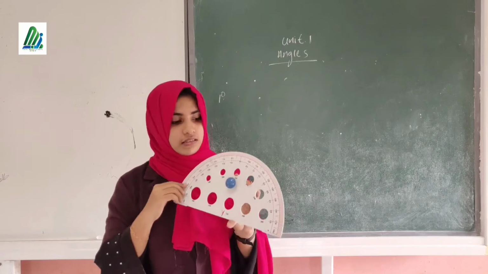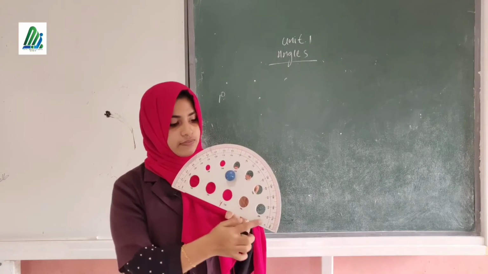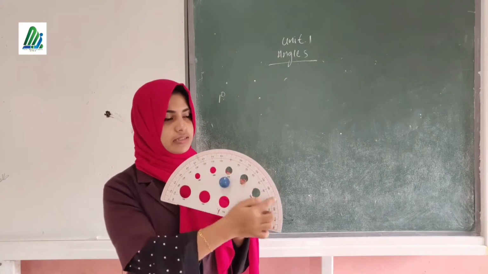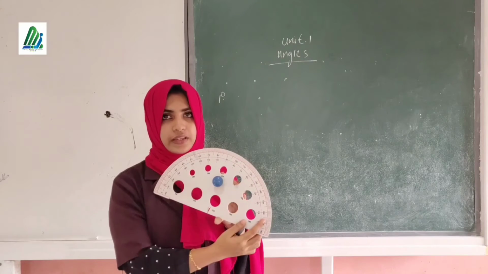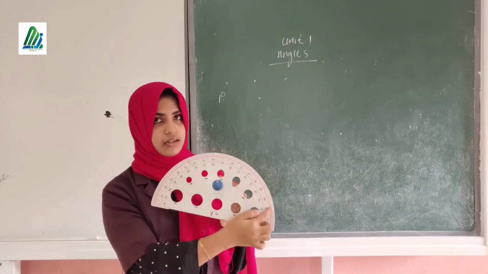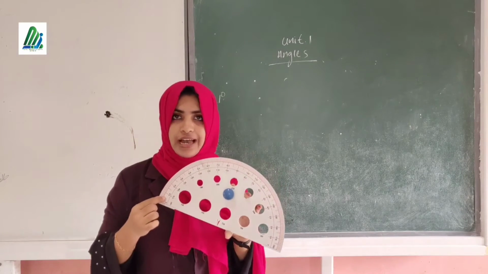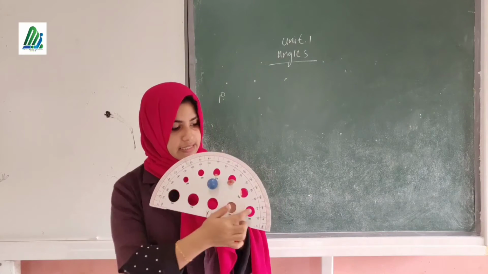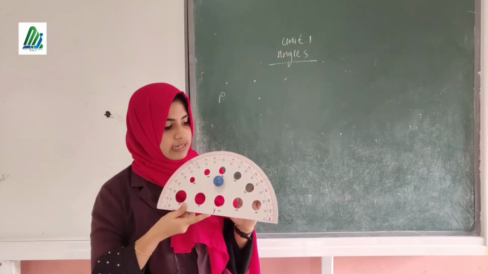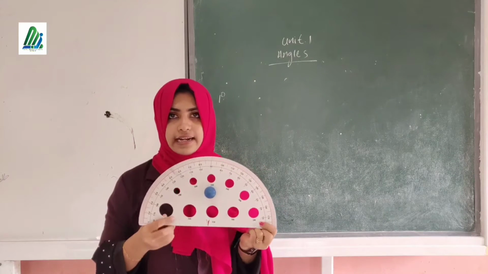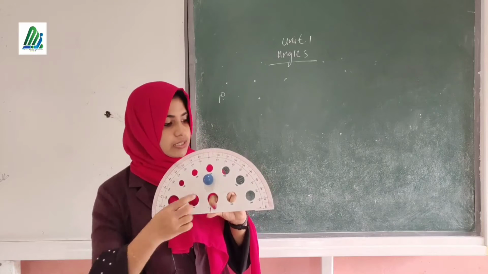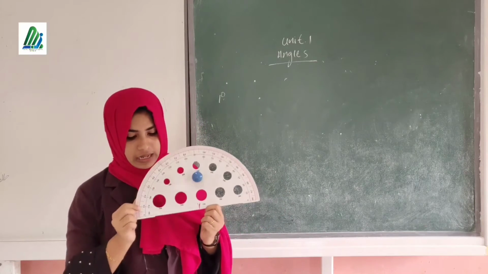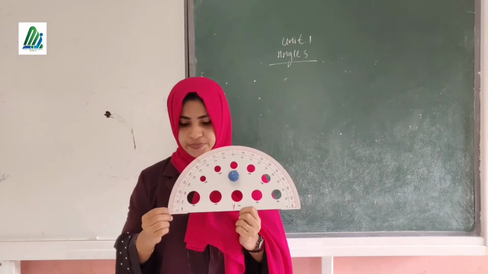And in this protractor, this number 0 to 180 is called the inner scale, and also these numbers are called the outer scale. We use this outer scale to measure and to draw angles on the left side. We use the inner scale to measure and to draw the angles on the right side, and we use the outer scale to measure and to draw the angles on the left side. Okay. So clear?